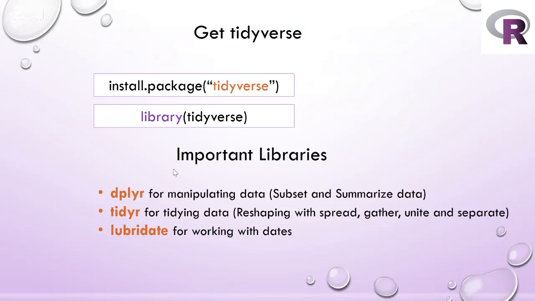So dplyr, tidyr, and lubridate are the three packages which you don't need to install explicitly. If you install tidyverse, then these will be installed automatically. But if you need to use them, then you need to call these packages as well, like library in the brackets dplyr, tidyr, or lubridate. Whenever you are trying to use the functions of these packages, you have to call them, but you don't need to install because it's already installed via tidyverse.